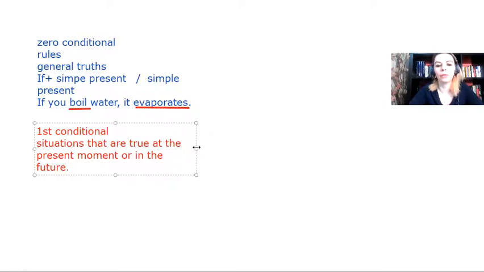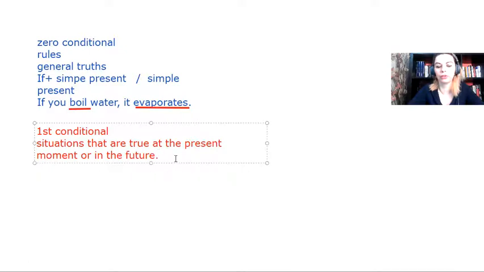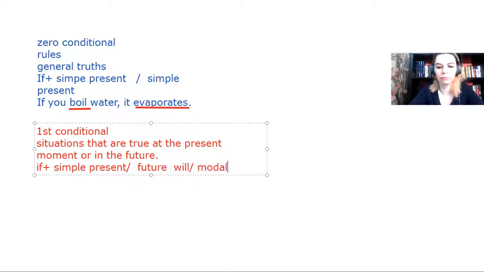Okay, now how do we form the first conditional? In the if sentence, in the if clause, we have again simple present. Okay. In the main clause, we may have a variety of things. We could have future, will. We could have modal verbs plus infinitive. Or we could even have imperative.